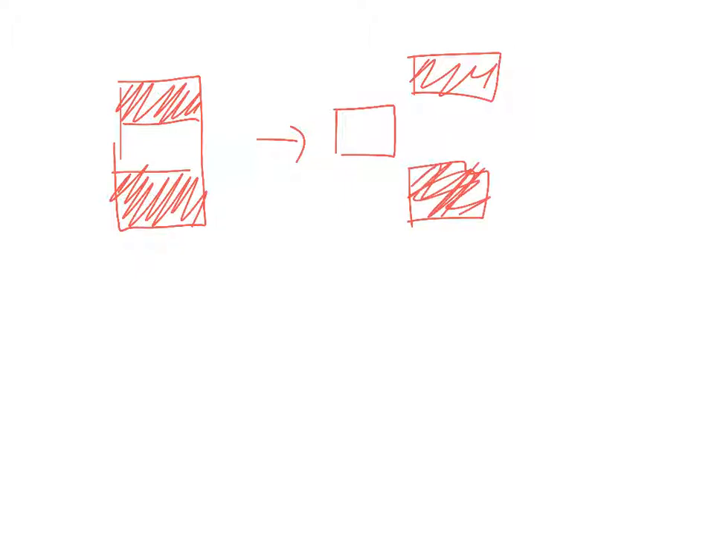How many white bricks would I have if I have 3 of these? 3 white bricks. Do you agree? Yeah. 3. How many red bricks would I have? 6. If I have 100 triplex here, how many white bricks would I have?